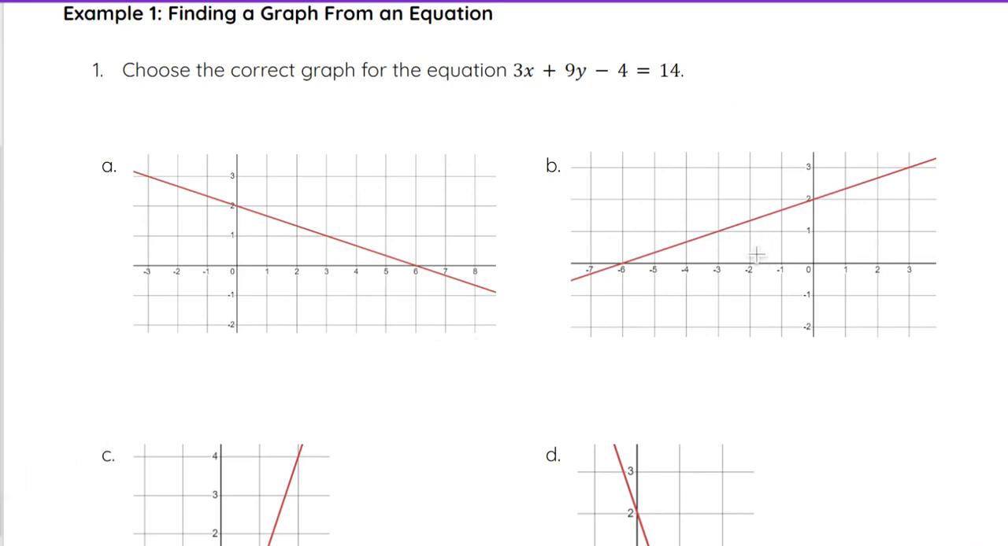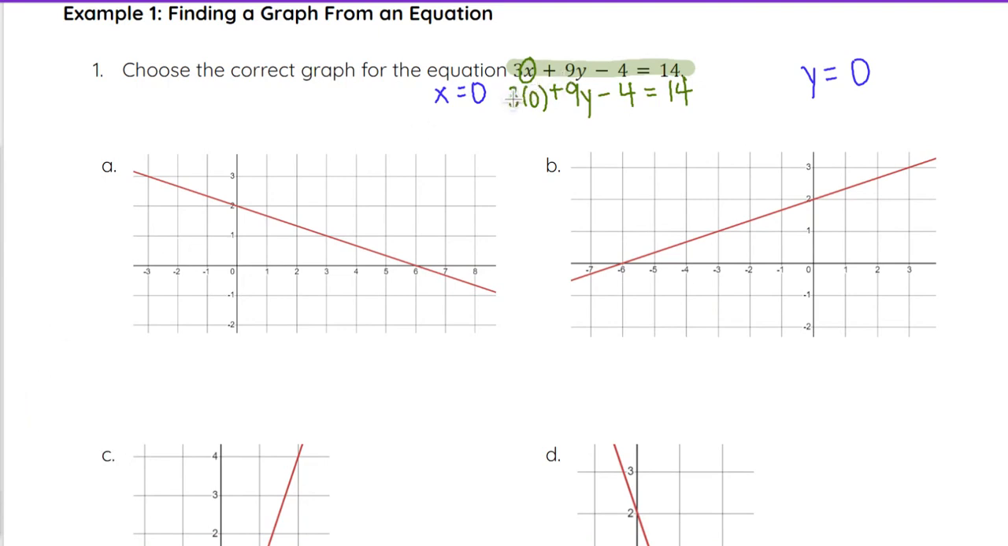So let's take a look at this first example. We are given an equation. So it says choose the correct graph for the equation 3x plus 9y minus 4 equals 14. So what I would suggest you do is go ahead and plug in x equals 0 and plug in y equals 0. So let's start with x equals 0. So if we plug in x equals 0, then we're going to do 3 times 0 plus 9y minus 4 equals 14 and solve that.